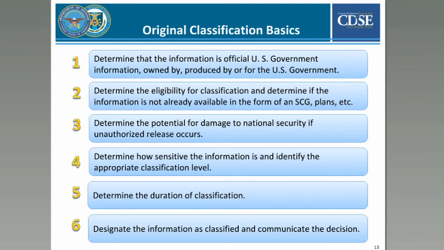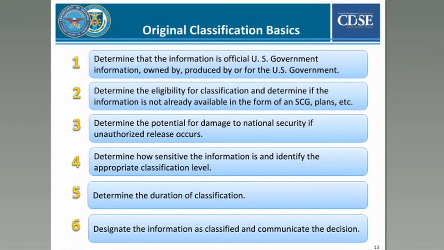Original classification authorities have an important responsibility to ensure they make effective classified decisions. They must follow a specific six-step process which takes different elements into account at different stages of the process. Before considering original classification, an OCA must determine whether decisions have already been made about classification of the information. If another OCA already has an original classification determination, then the information cannot be originally classified again. However, if the information has not been classified, OCAs can proceed with the decision-making process.